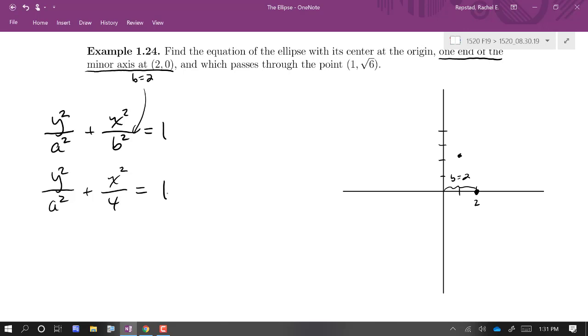Aaron pointed out that we have a point. When we know a point that's on the curve, we're allowed to substitute those values in for x and y. That is almost like the first commandment of analytic geometry. If you know the coordinates of a point on the curve, remember that that means we're allowed to plug those in for x and y. So let's do it.